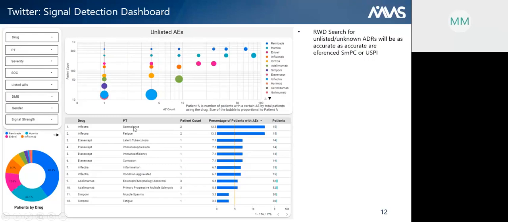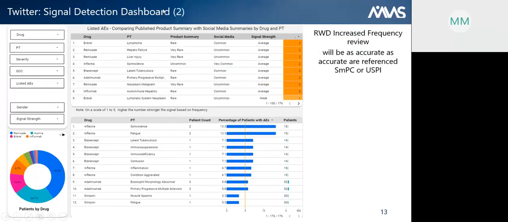The second Twitter signal detection dashboard, next slide please, focused on increased frequency review. Same as the previous slide, it will identify the frequency of already known events, calculate it in social media, and compare it to the frequency which we have in the product summary information. So it will also show us signal strength if frequency is increased, and such an automated tool will also allow PV team professionals to prioritize the review of safety signals as needed.